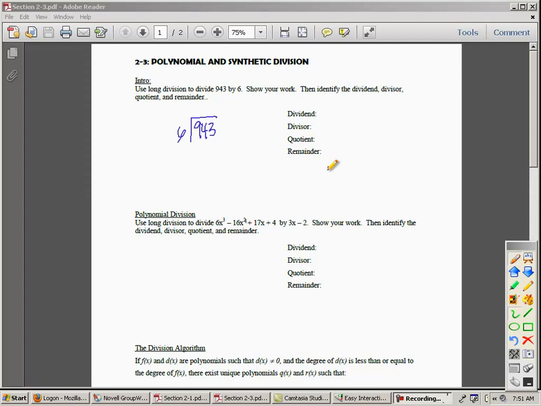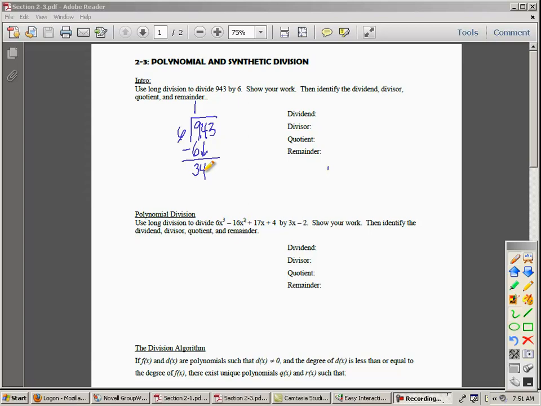So we're going to ask ourselves, does 6 go into 9? We say yes, it goes in once. And 1 times 6 is 6, so we end up subtracting 6. 9 minus 6 is 3, and we drop down the next number. So we ask ourselves again, can 6 go into 34?